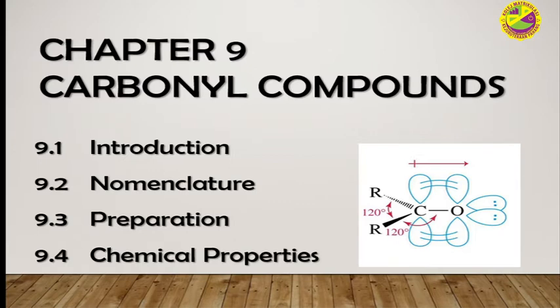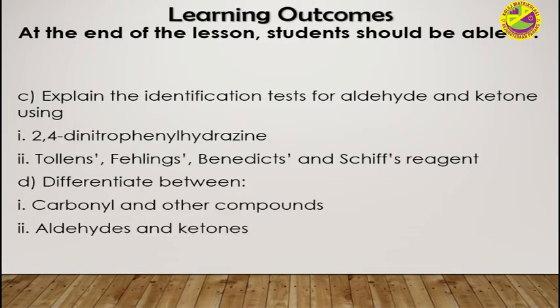In this video, we are going to cover 9.4 chemical properties. At the end of this lesson, students should be able to explain the identification test for aldehyde and ketone using 2,4-dinitrophenylhydrazine, which is the Brady's test, Tollens', Fehling's, Benedict's, and Schiff's reagent, and differentiate between carbonyl and other compounds, aldehydes and ketones using the above tests.